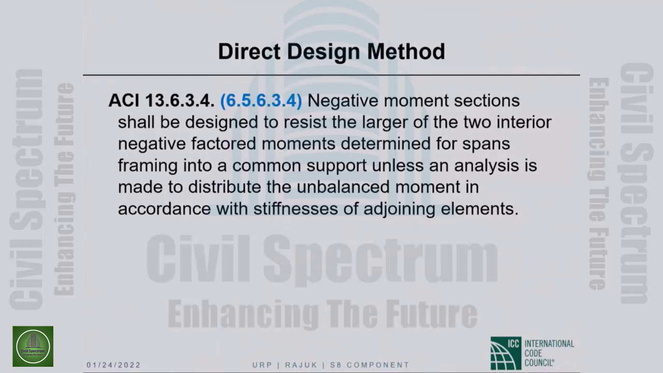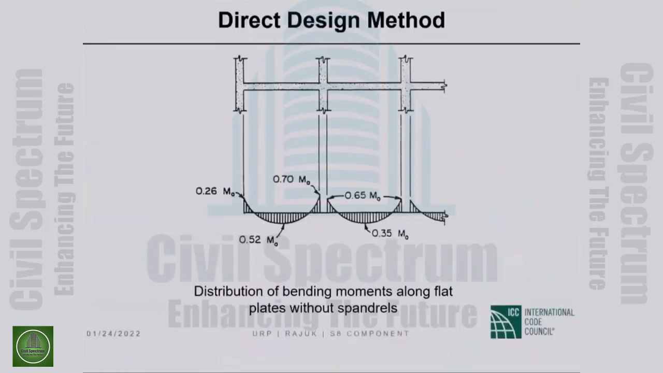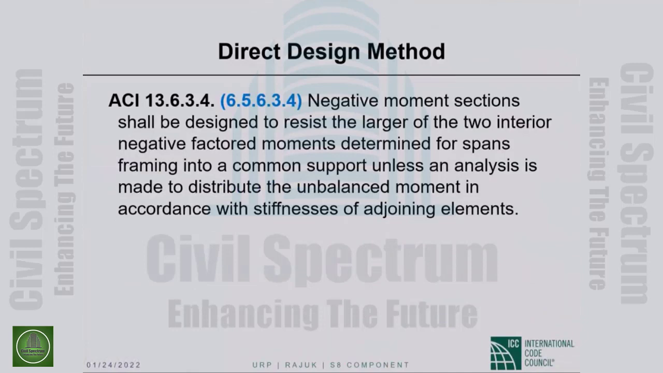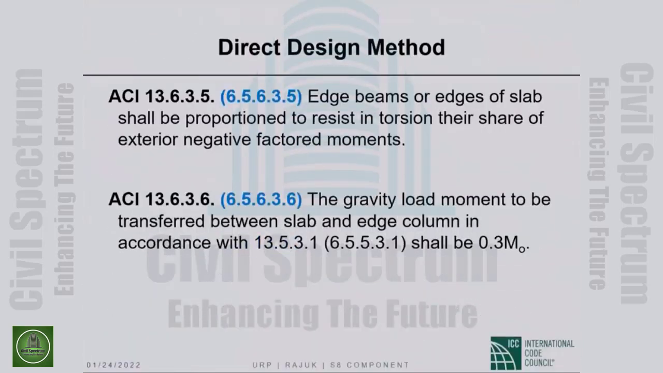Negative moment section shall be designed to resist. So here you have 70% of M sub 0 on the left side of the support, 65% of M sub 0 at the right side of the support. Negative moment section shall be designed to resist the larger of the two interior negative factored moments determined for spans framing into a common support unless an analysis is made, etc. Okay, so larger. Okay, edge beams or edges of slab shall be proportioned to resist in torsion their share of the exterior negative factored moment.